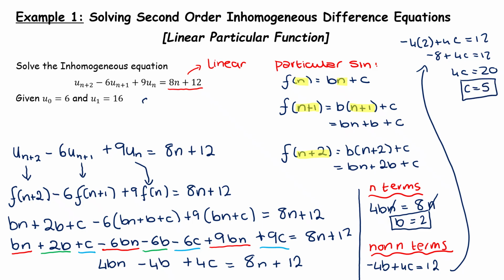So what that means is we now have our particular solution. f(n) is equal to bn, which we worked out b as 2, so 2n plus c, and that's going to be plus 5. So that's our particular solution. I like to do that first. I like to get that out of the way, and then we can do the nice part. So the question is effectively getting easier as we keep going.